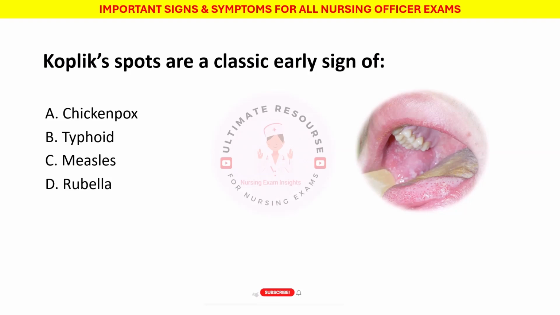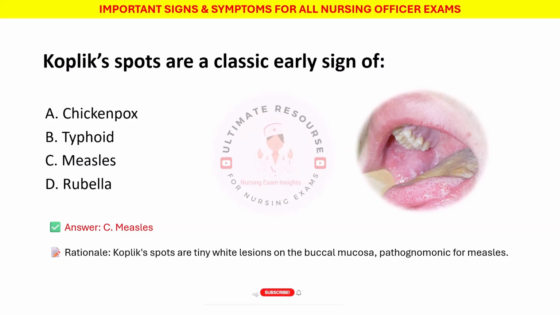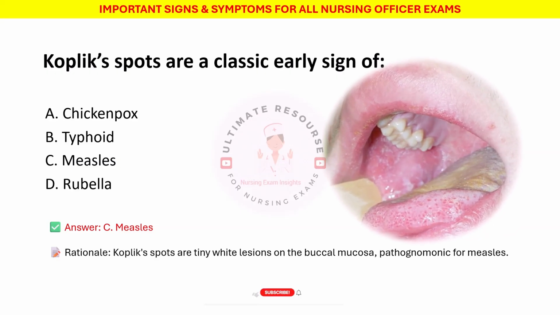Koplik spots are a classical early sign of. Options are A. Chickenpox, B. Typhoid, C. Measles, D. Rubella. The answer is C. Measles. Koplik spots are tiny white lesions on the buccal mucosa, which are pathognomonic for measles.